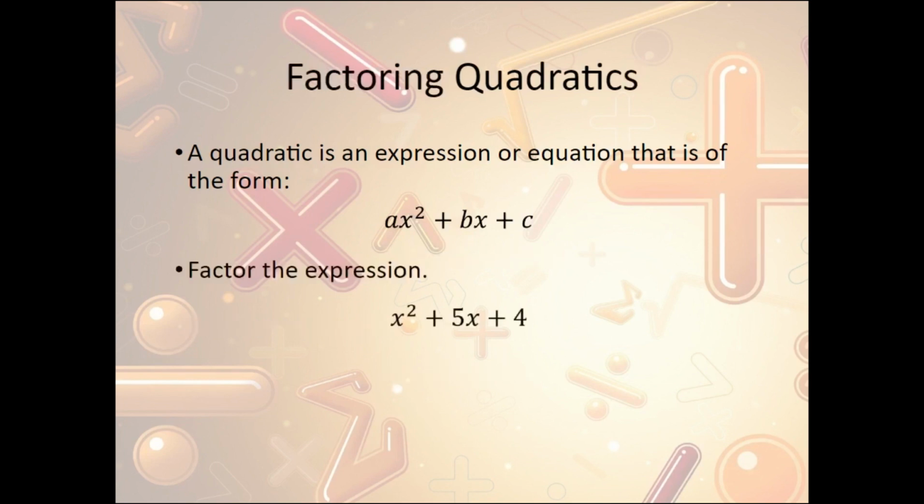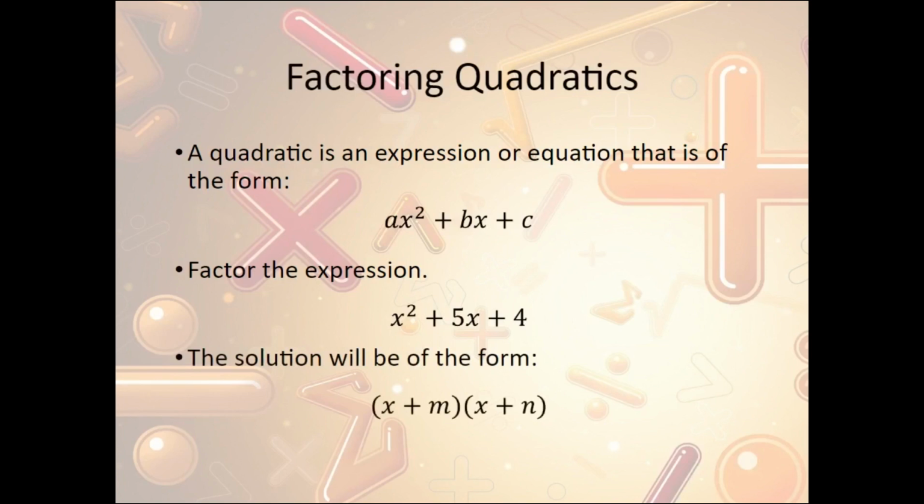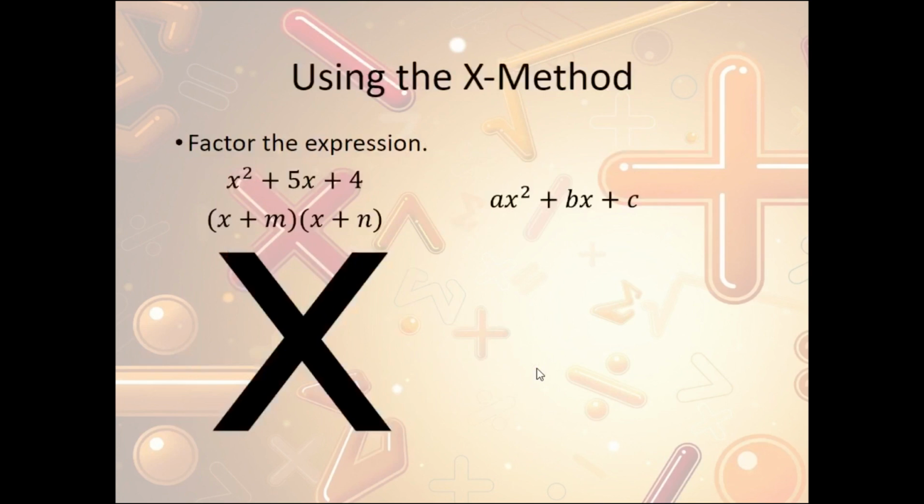So if I ask you to factor this quadratic, x squared plus 5x plus 4, the solution is going to be of this form: x plus m times x plus n, and m and n will be some numbers. So we need to figure out what numbers need to go in these two spots. And the way we do it is by using the x method. So we're looking at the same question, and here's what we do.